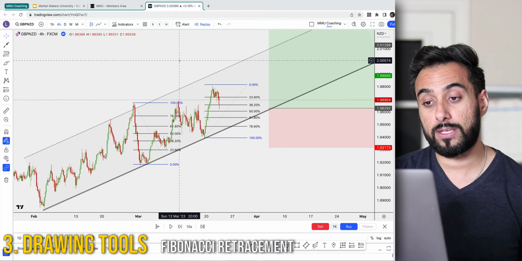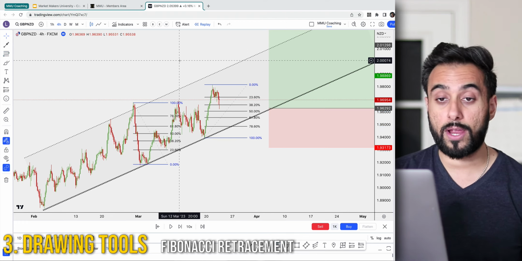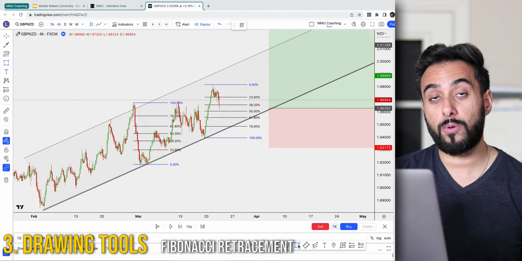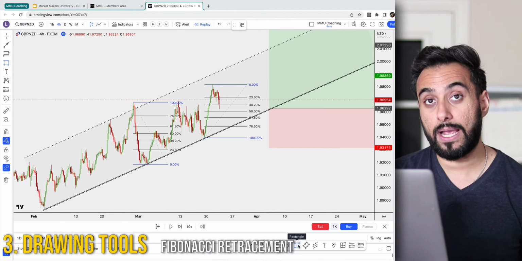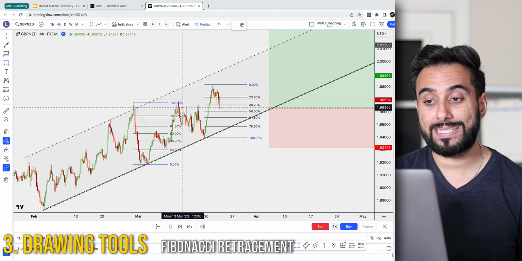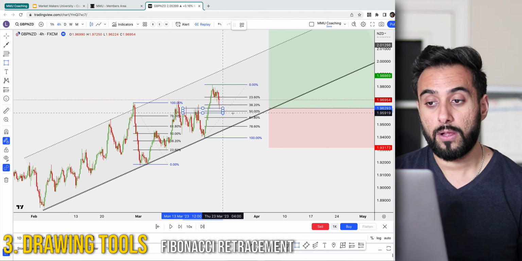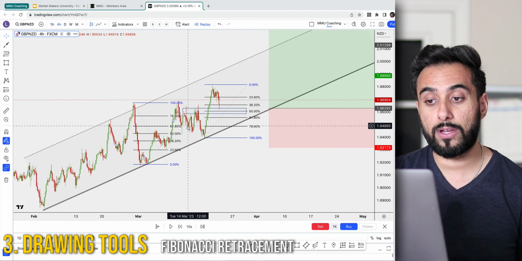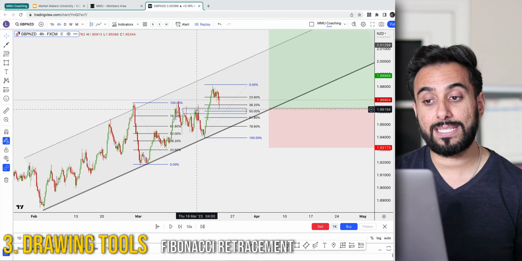A way we can figure this out is using another drawing tool that we use, the rectangle tool, and we can identify an area of support and resistance. I see a clear resistance zone right over here. The price is struggling or having trouble breaching this area. So the price was resisting.